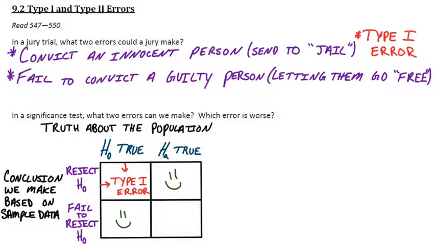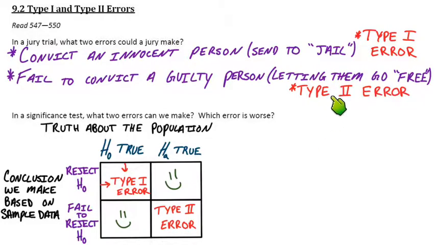And then bottom right corner, the alternative is actually the true one. But for some reason, we failed to reject the null. Well, that would actually be the wrong conclusion on our part. If the alternative is true, we should be rejecting the null hypothesis. So if we fail to reject it, that's an error, namely a type 2 error, which corresponds to failing to convict a guilty person or letting a guilty person go free. Right? That would be a type 2 error as far as the jury goes.